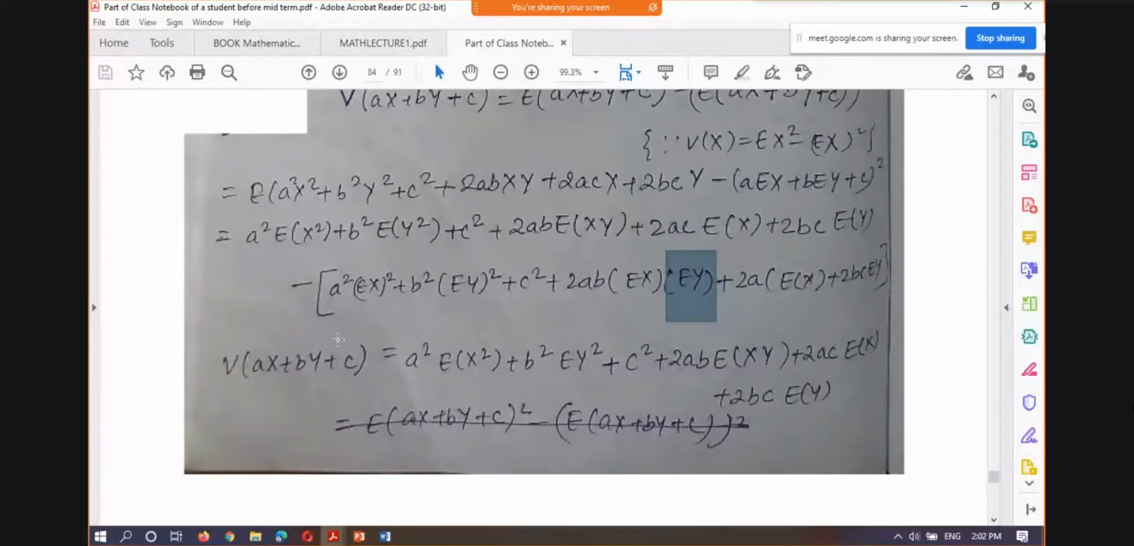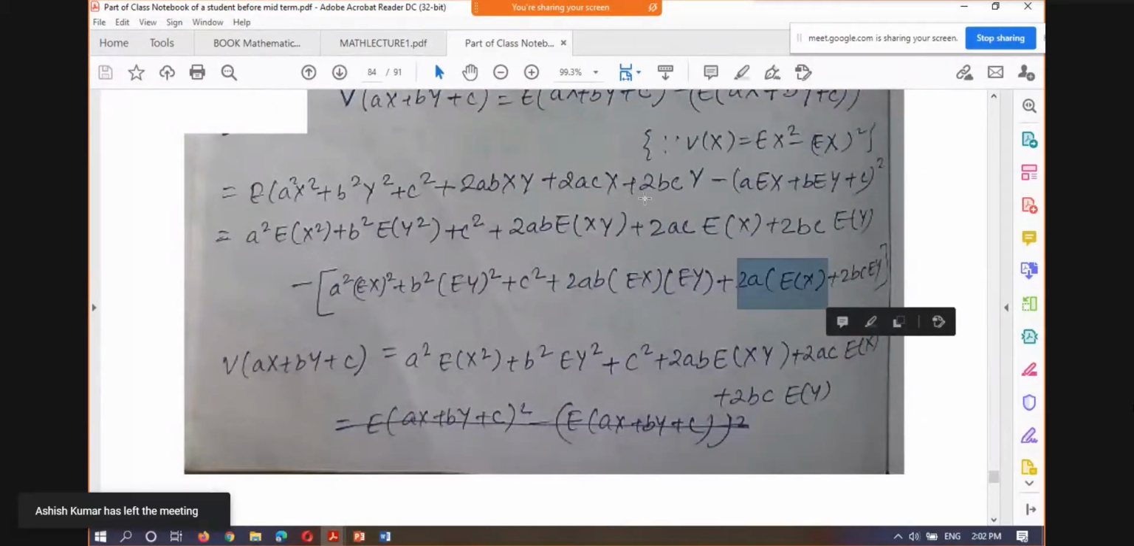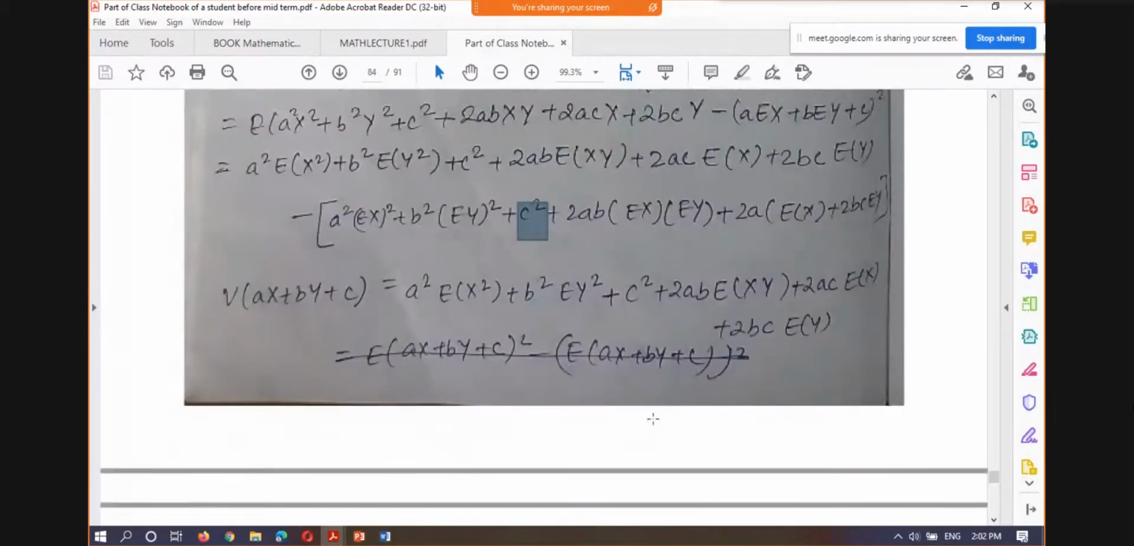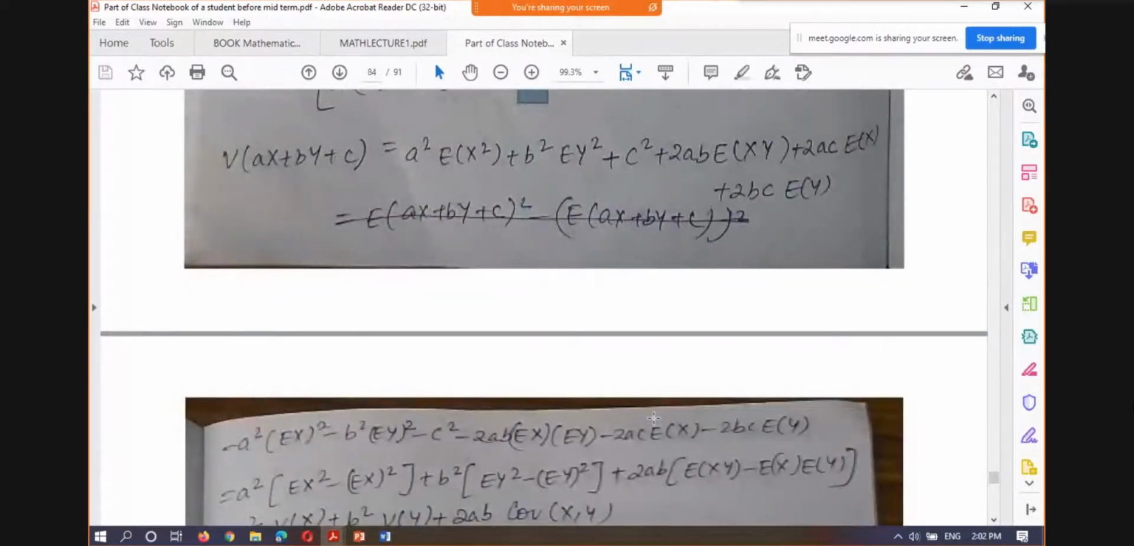And then see what can be cancelled here. You can see here 2ac expectation of x is one term here also, so it is plus, and this one is minus. So this one is cancelled out. 2bc expectation of y is there here also, so this one is cancelled out. And this c square is also here and here also, so this one is also cancelled out. So after this cancellation, we are having this one: a square expectation of x square, b square expectation of y square, c square.